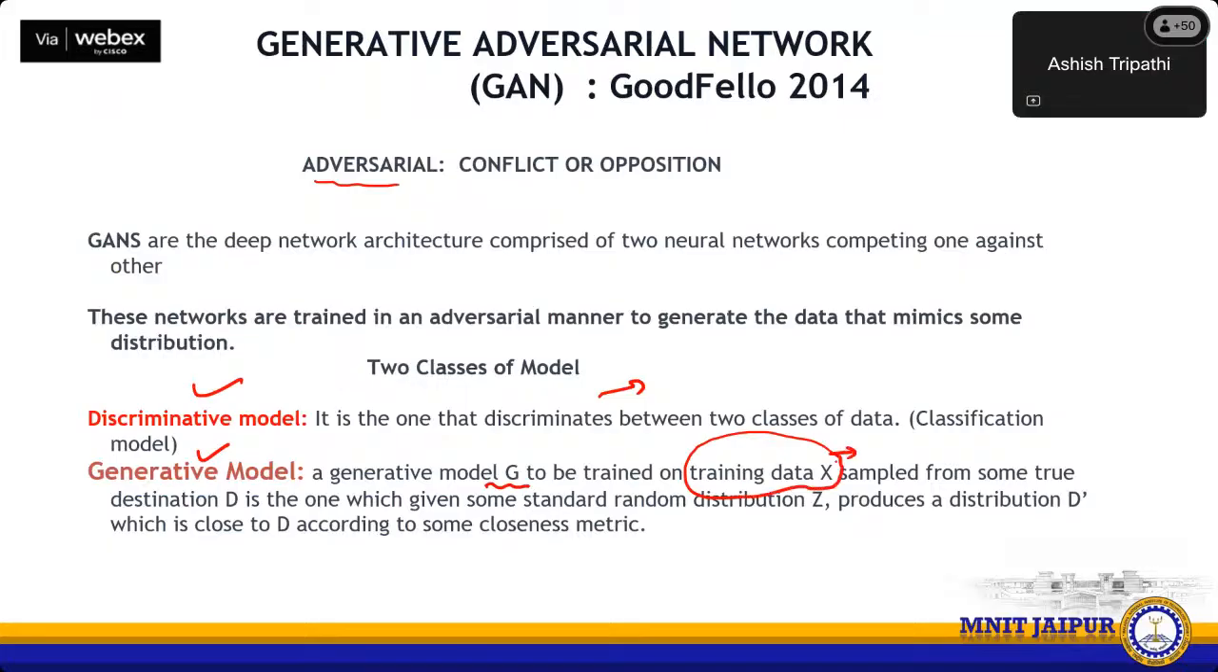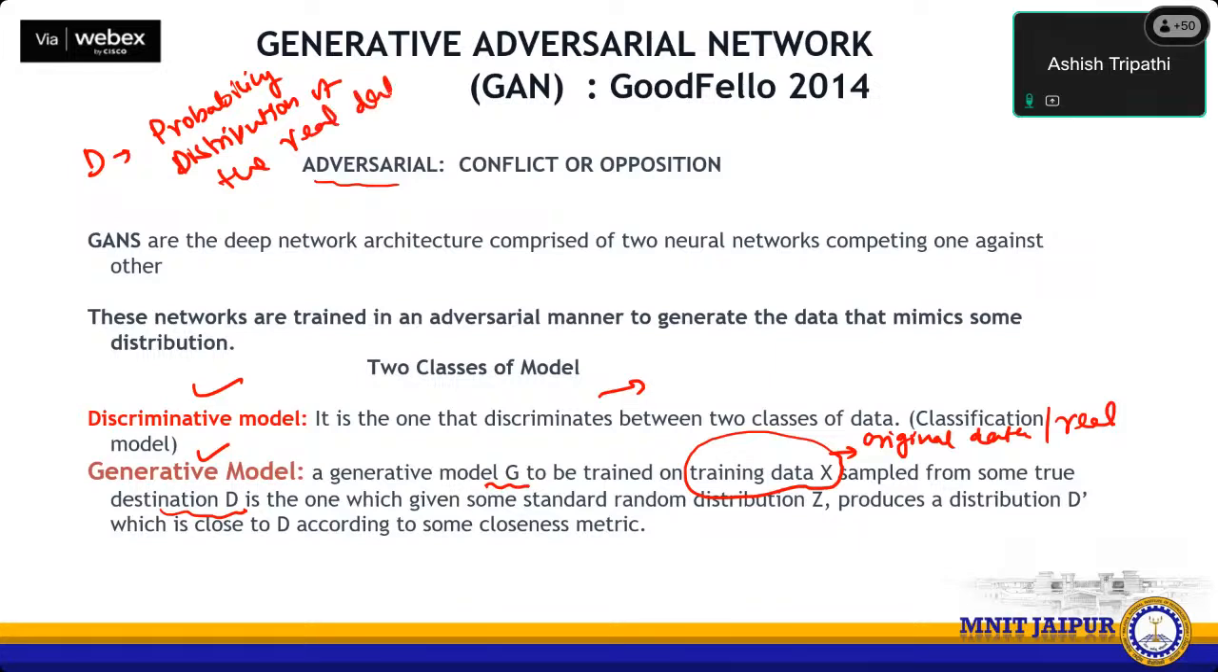From where will this generative model get training? From the training data X, that is the original data, or you can say the real data. So the generator has to be trained from the real data, that you can say is sampled from the true distribution, capital D. Capital D is basically the probability distribution of the real data.